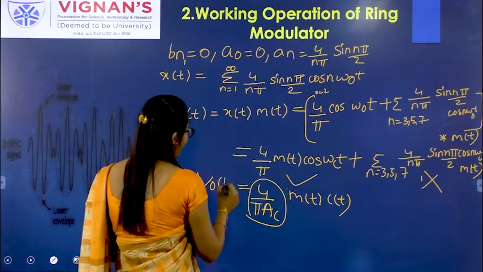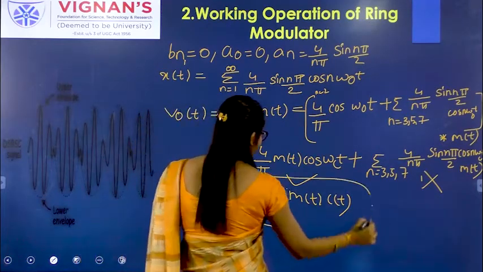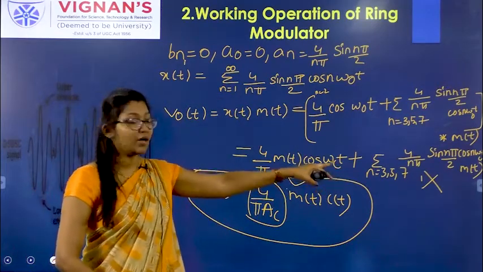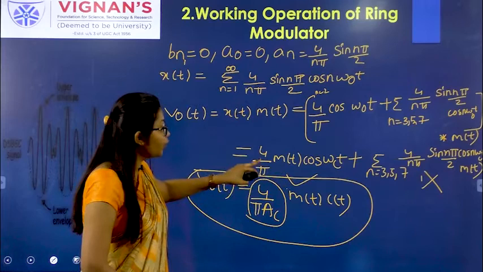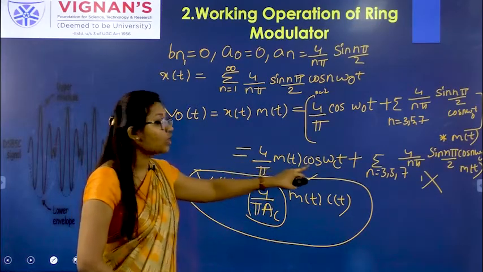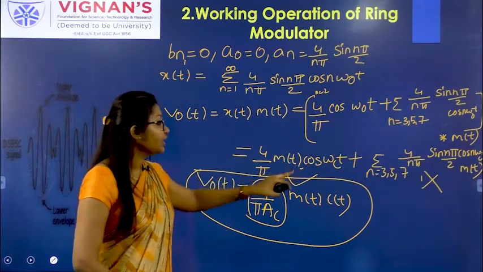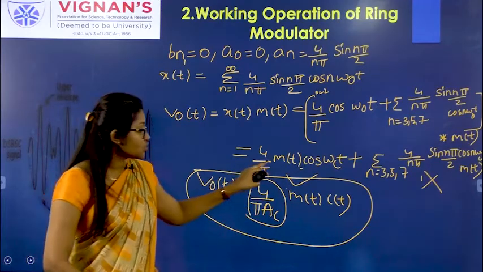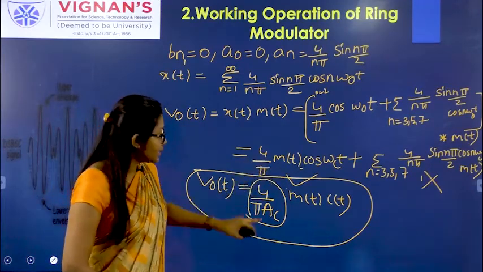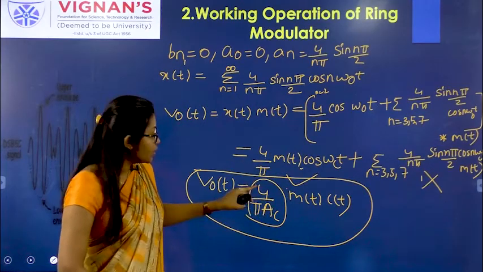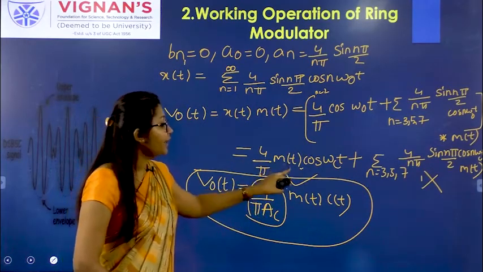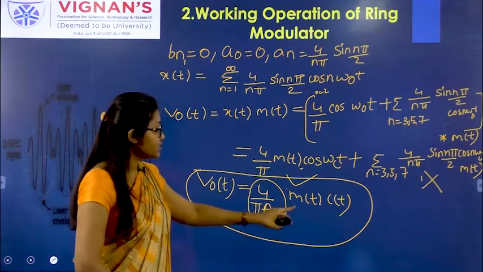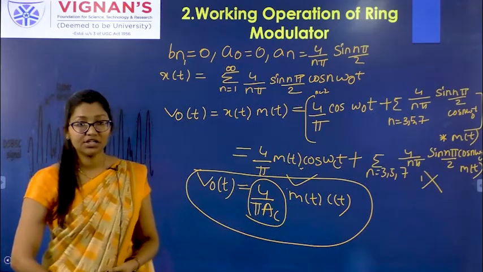So the final output we have generated will be passed through a band pass filter, and the output you are getting is 4 by pi m of t cos omega ct. Then we can write c of t as AC cos omega ct. Here the AC term was missing, that's why we have divided and multiplied. So 4 by pi AC, and finally AC cos omega ct I wrote as c of t and m of t. This is the DSB-SC generation.